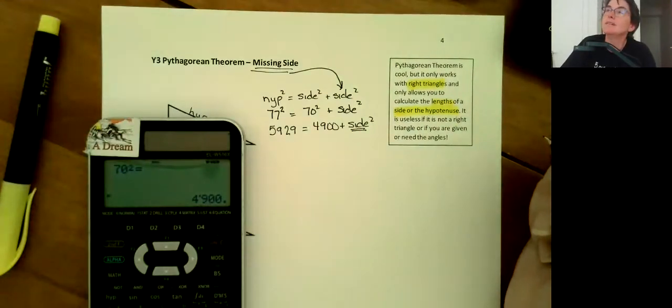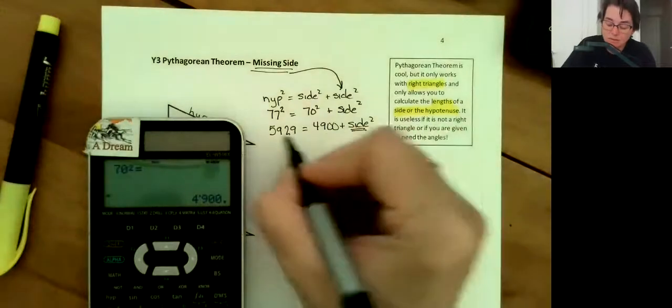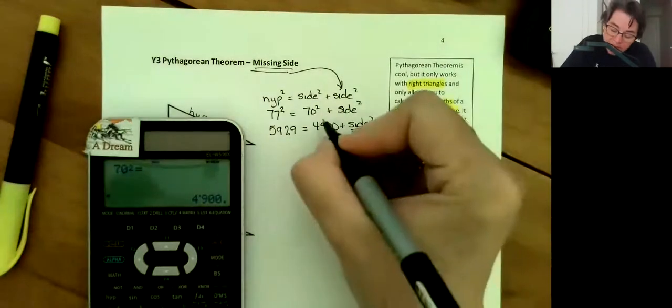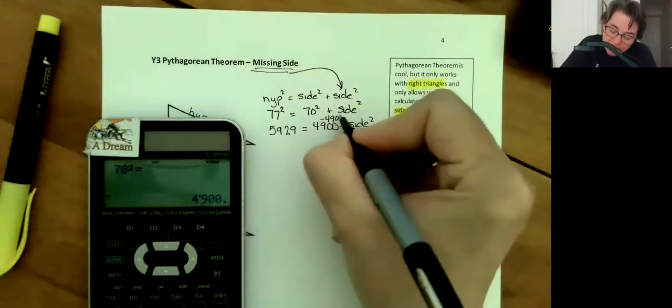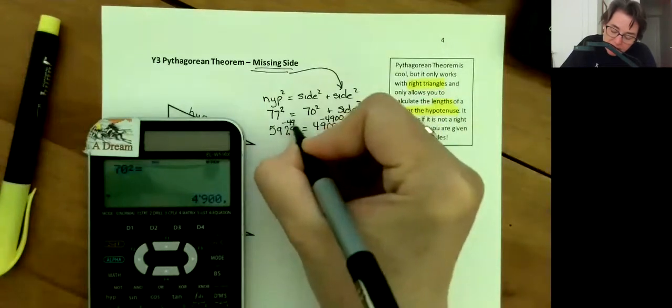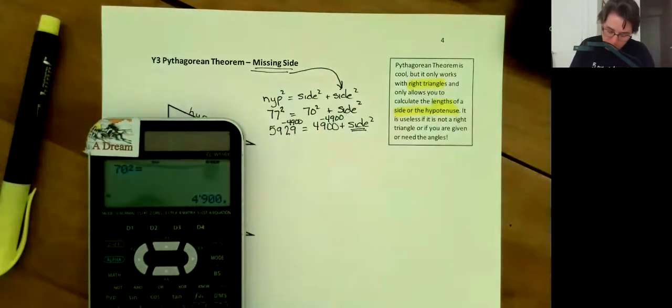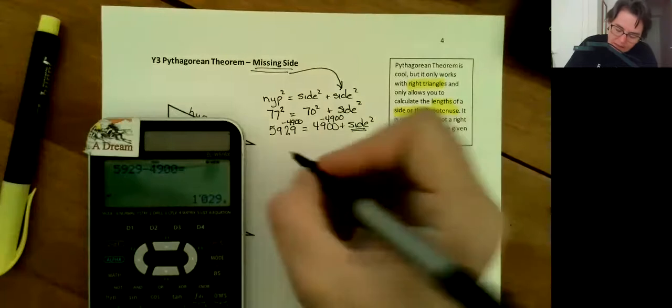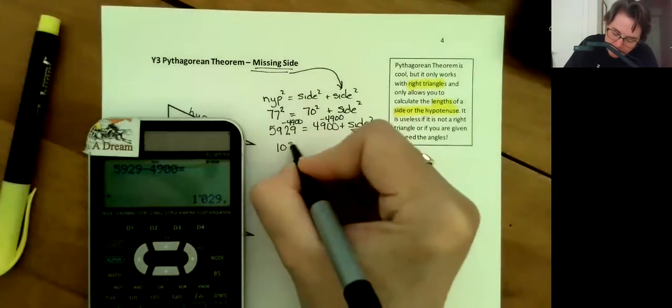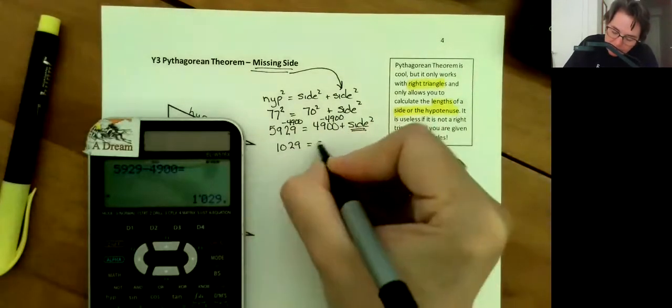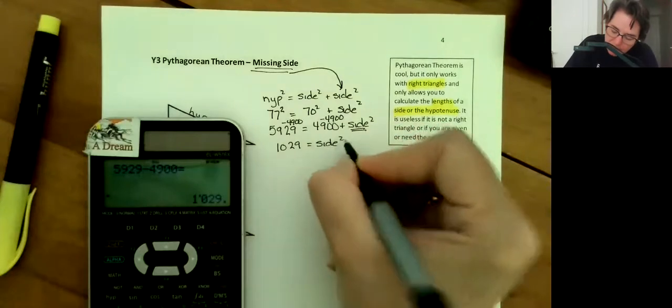If we're going to solve an equation, we need to get the numbers all to one side and the variable over here. So I'm going to subtract 4900. Subtract 4900. So 5929 minus 4900 is 1029 is equal to side squared.